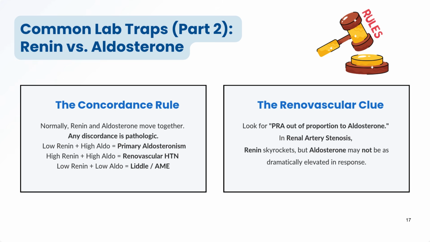Second, the renovascular clue. In renal artery stenosis, renin doesn't just increase in a simple way, it skyrockets. But aldosterone often does not rise proportionally. So when you see PRA out of proportion to aldosterone, that's your red flag for a renovascular cause. This is one of those subtle but powerful diagnostic clues that textbooks rarely teach clearly. Once you understand these patterns, interpreting renin-aldosterone becomes less about memorizing and more about recognition, the physiology talking to you.